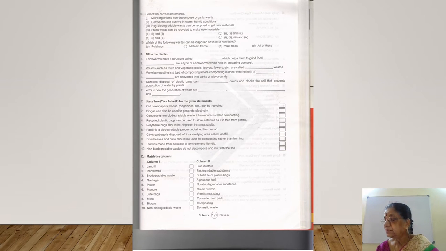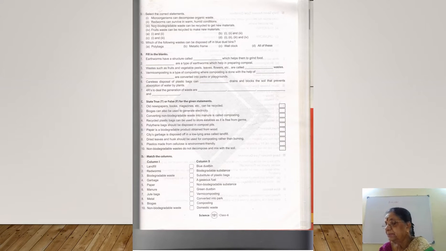Right? Then which of the following waste can be disposed in the blue dustbin? All of them. Polythene bag, metallic item and wall clock, you can put everything. Then fill in the blanks. Earthworms have a structure called gizzard which helps them to grind food. Gizzard. Then redworms are a type of earthworm. Waste is biodegradable waste. Vermicompost again redworm.